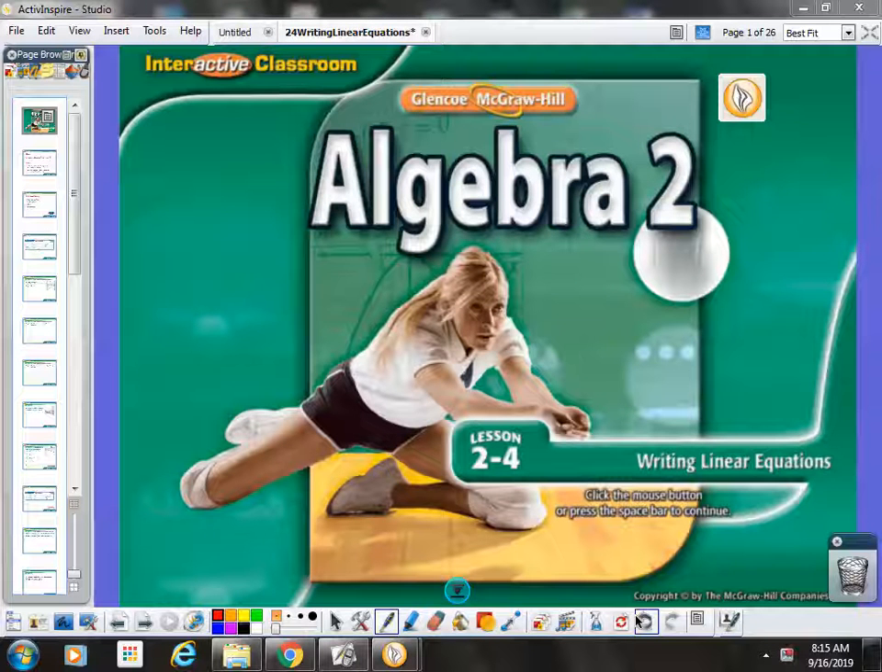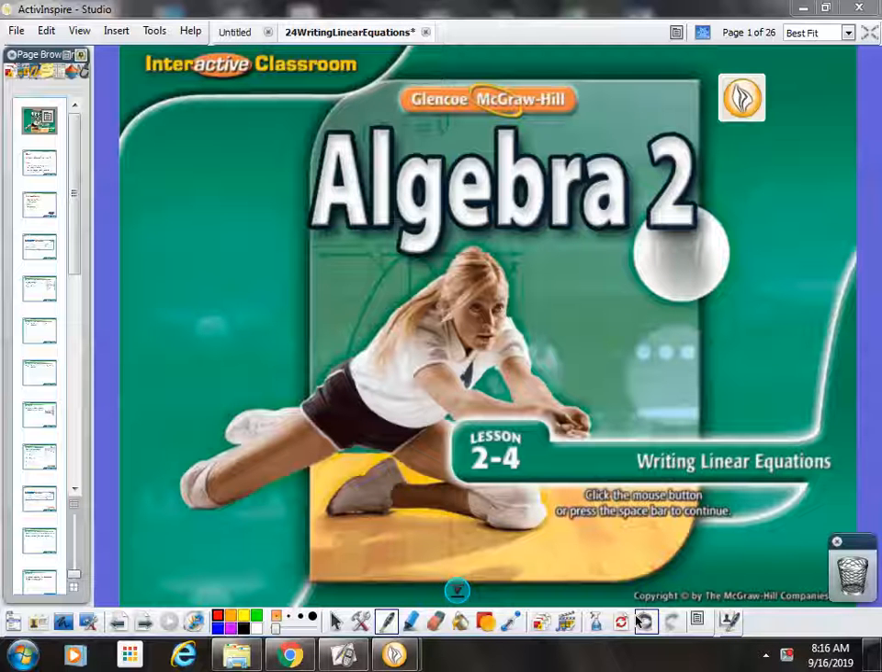Again, this is section 2-4. We are writing linear equations. In Algebra 1, we learned to write linear equations if we were given a slope and a y-intercept, a slope and a point, or if we were given two ordered pairs. And we're going to review that today. So you guys remember how to do this.